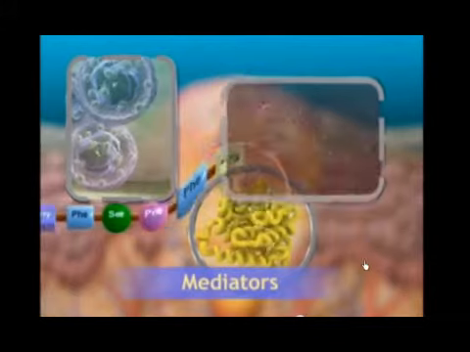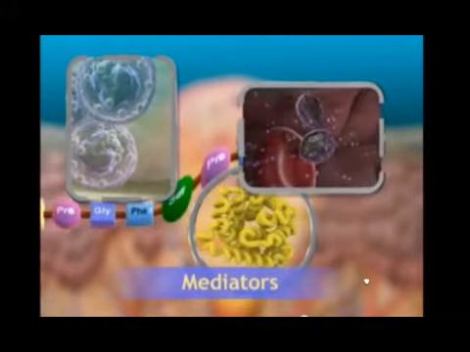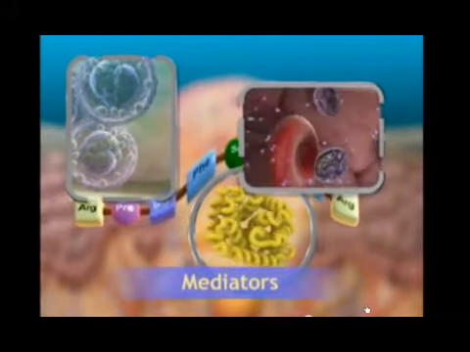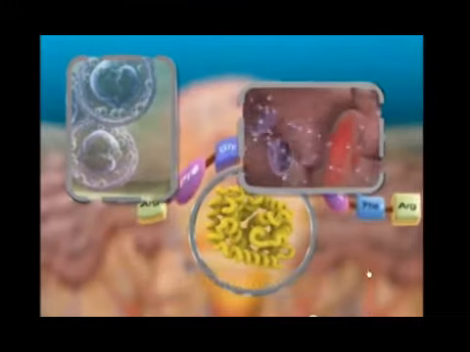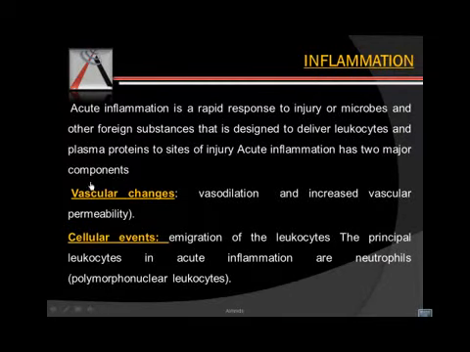The inflammation is mediated by various chemical mediators which are derived from the cells as well as the plasma. We'll be seeing these mediators a little later. Now, as we have a little overview of inflammation, next we'll go into little more detail.